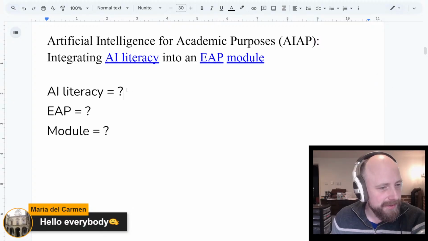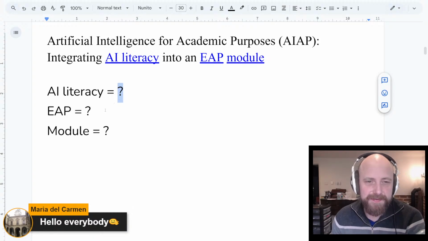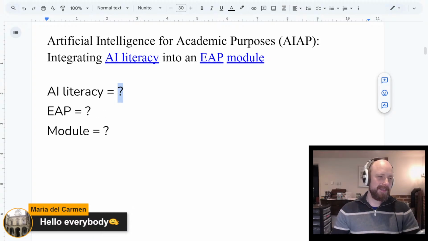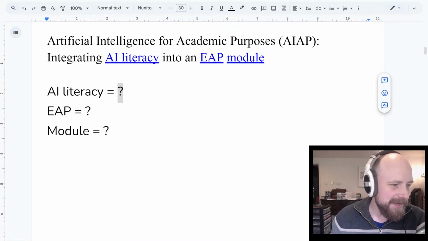So, do we have any ideas, any suggestions on what I can mean by these terms? AI literacy. Do we have any suggestions before I give you a bit of an idea on this?